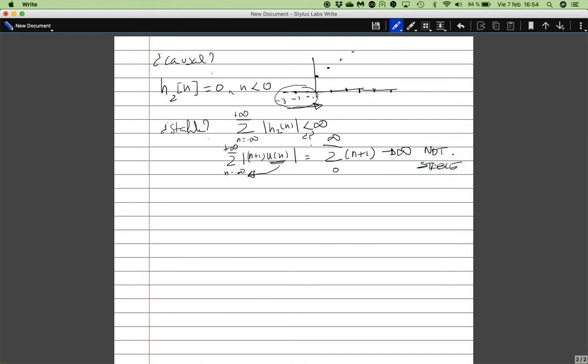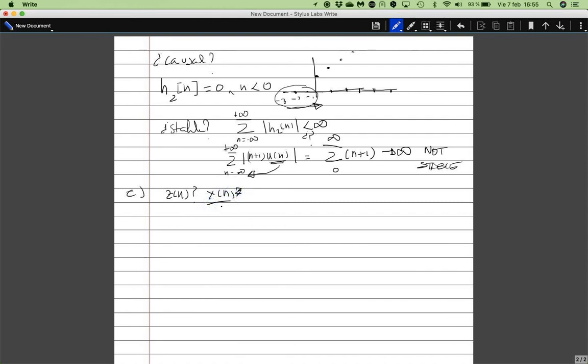Okay, so let's keep moving forward. In the C section of the exercise, they ask us to obtain the relationship between the input x and the output zeta of the system S2. So we have to understand which is zeta of n when the input is x of n.